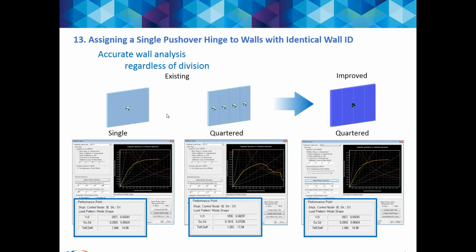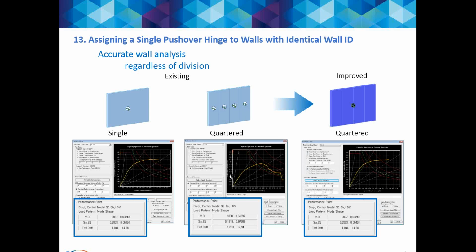Another improvement in the pushover analysis is related to the wall element. In Midas Gen, we have the wall ID, which is kind of the name of the wall. So if we specify the same wall ID in the divided wall elements like this, in the post-processing, the wall diagram, only the summated results can be obtained.